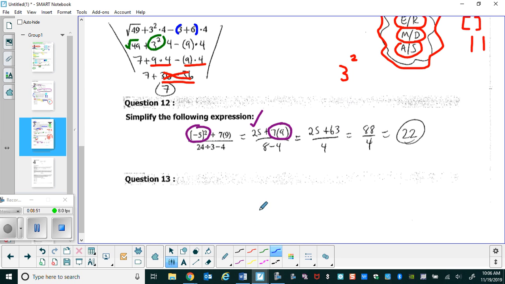Now for your denominator, we've got division. So 24 divided by 3 is 8. And now 8 minus 4 is 4. So the last step here is to divide 88 by 4, and that's where we get 22.